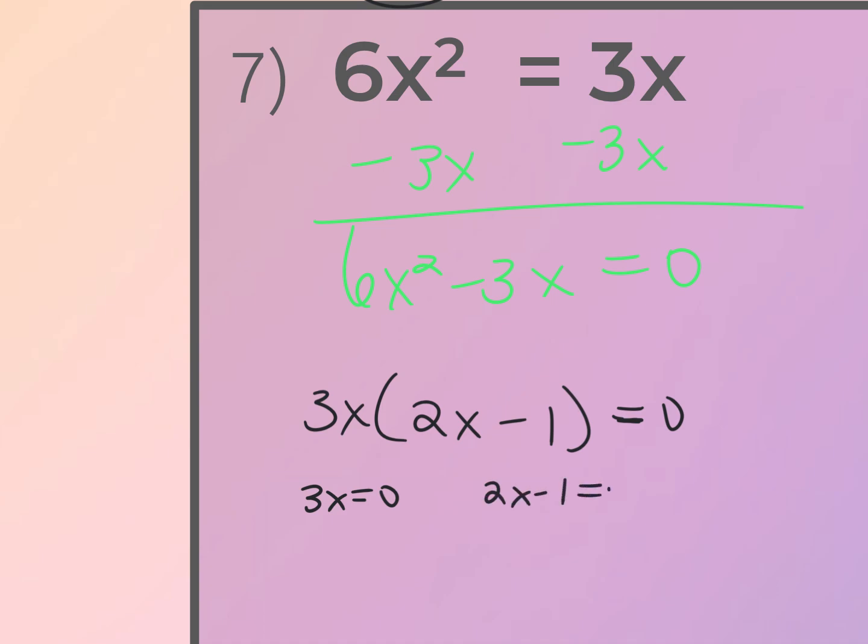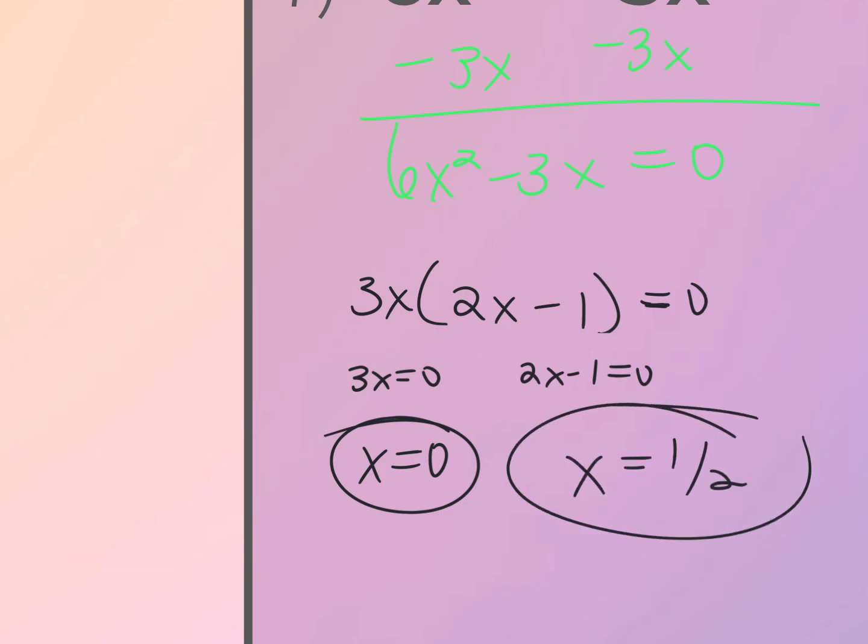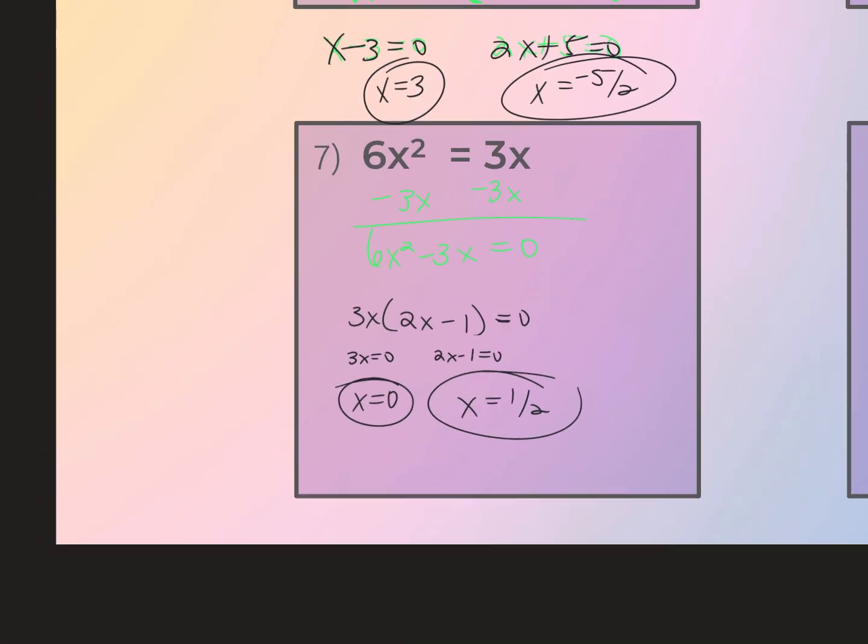2x minus 1 equals 0. Divide both sides on the left-hand side by 3. What do you get? 0. On the right-hand side, we're going to add 1. Divide by 2. So x equals 1/2. Perfect. You guys doing good. Anyone have any questions? We okay?